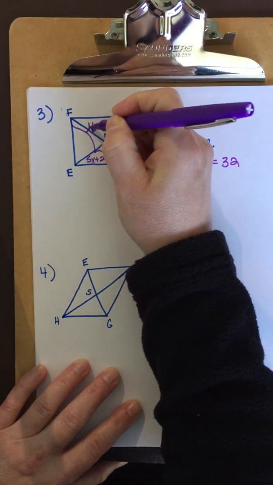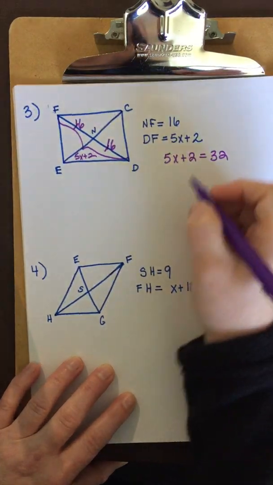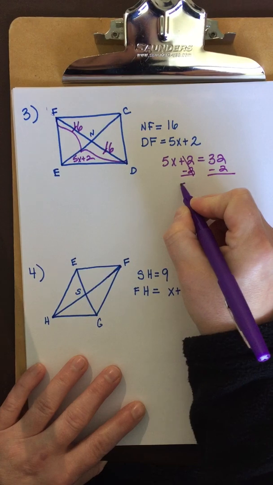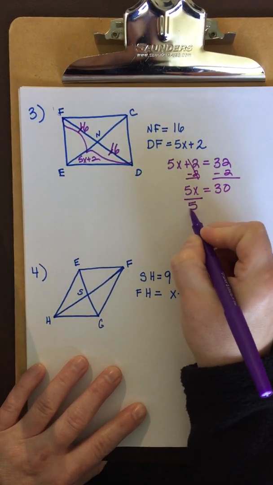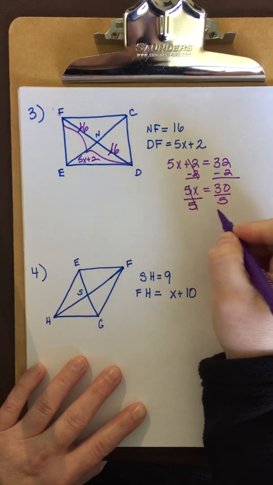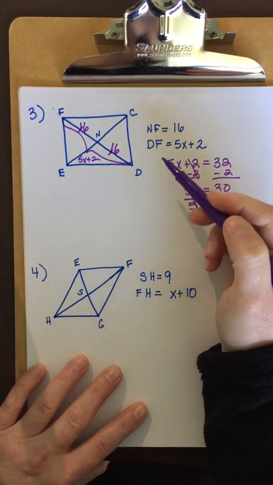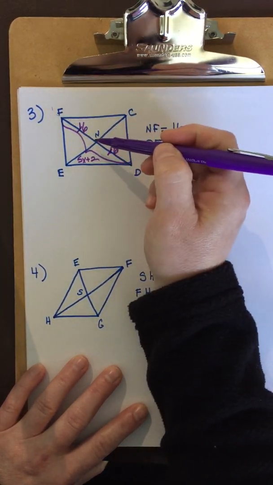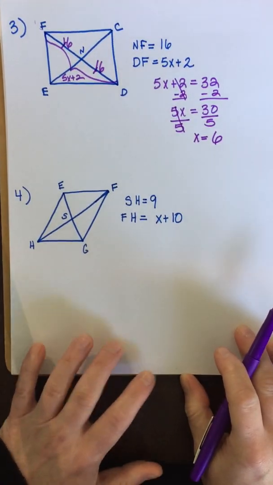Because if this one is 16, this segment has to be 16 because the diagonals bisect each other. I'm going to subtract 2 from both sides. I get 5x equals 30. Divide by 5 to undo multiplication, and we get x equals 6. So this one was a little different. It gave you the entire length of the diagonal and then half of the diagonal. So you needed to double. All right, let's look at the next one.